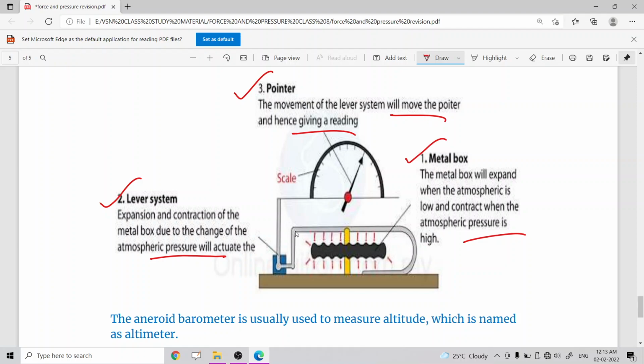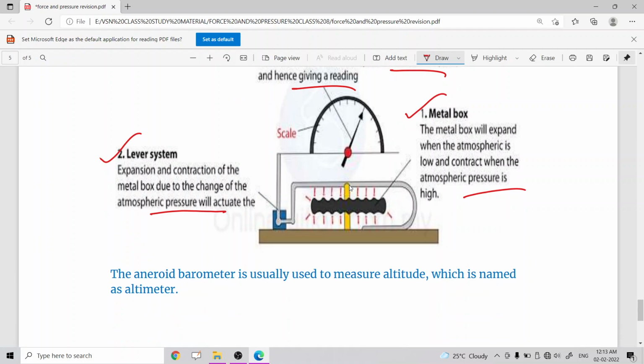So first, the metal box will expand when atmospheric pressure is low and contract when atmospheric pressure is high. This expansion and contraction of the metal box due to change in atmospheric pressure actuates the lever system. The movement of the lever system moves the pointer and we get a reading. Using the aneroid barometer we can also measure altitude, which is named an altimeter.